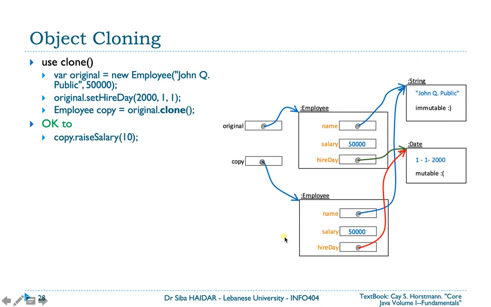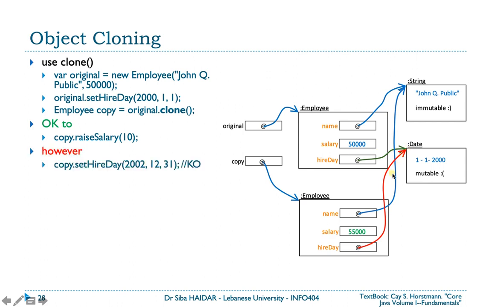If we now call copy.raiseSalary, what will happen? Let us watch on the schema what will happen. We will go to copy and then dereference, and we will raise this salary, which will become 55,000, and which is okay because the original employee didn't change his salary now. But as you can see, the red arrow points to something to be alerted about.